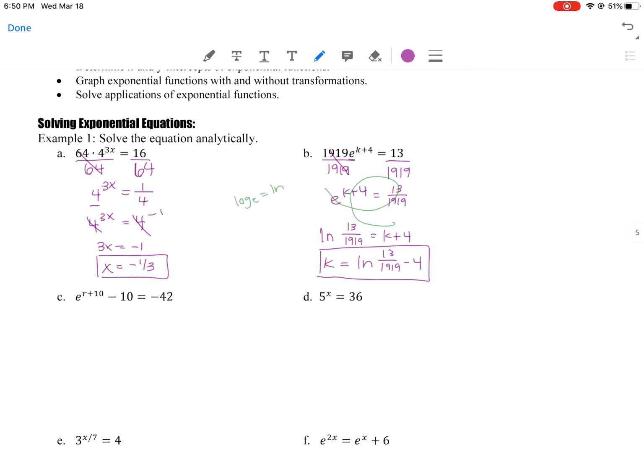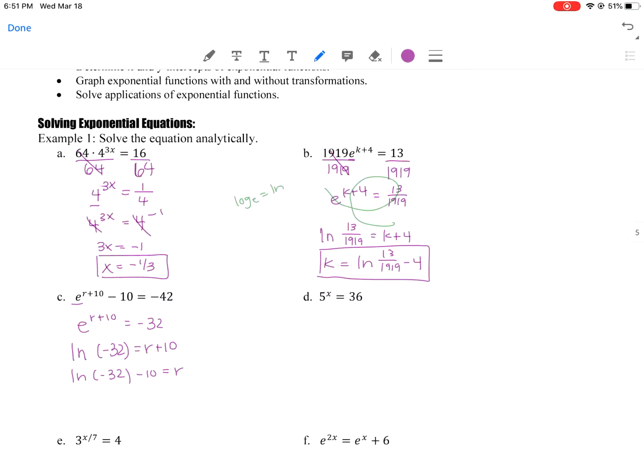Okay. Let's do 1 or 2 more together, and then I'm gonna leave you guys to it. So let's try C and then F, and I'll give you the answers for D and E. So let's look at C. Same idea, we wanna get this base e all alone. So we have e to the r plus 10, add 10 to both sides, equals -32. So you need to think about taking the natural log of both sides or just using that definition, whatever you like. So natural log of -32, we gotta subtract 10 from both sides, equals r.